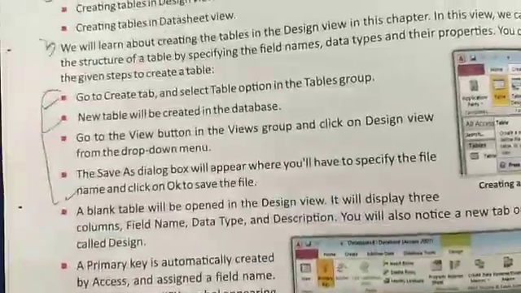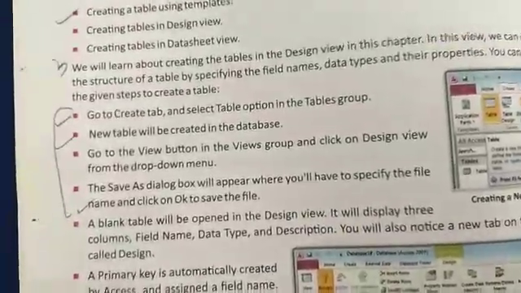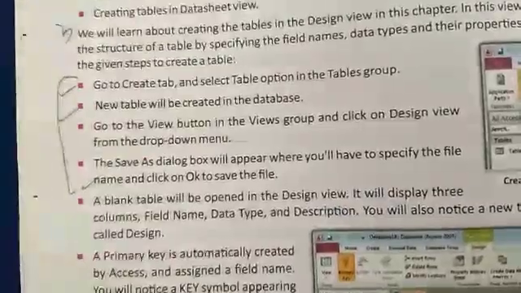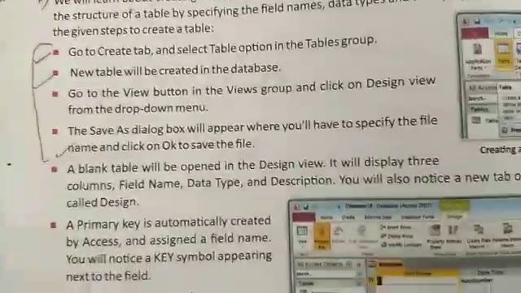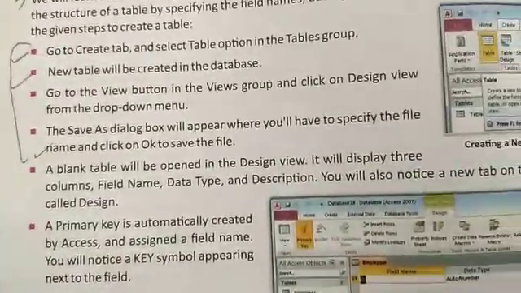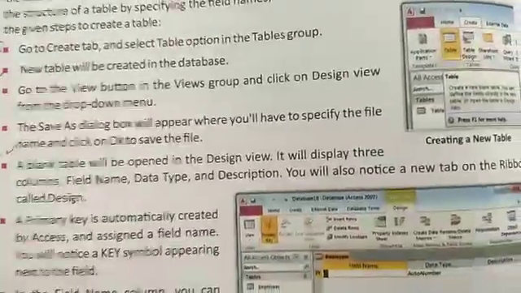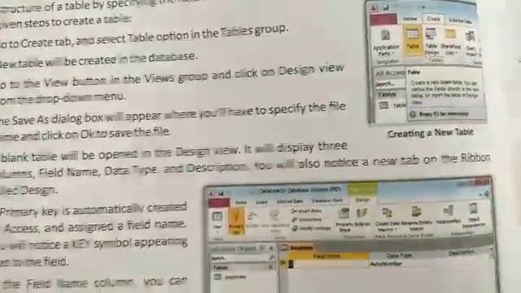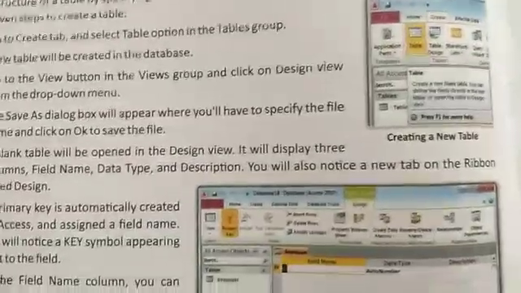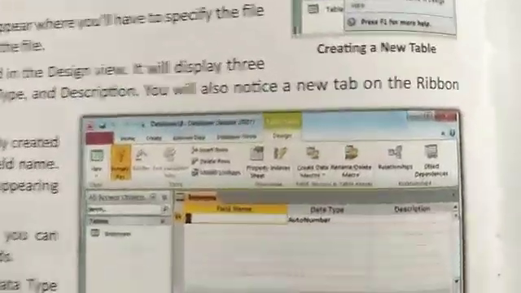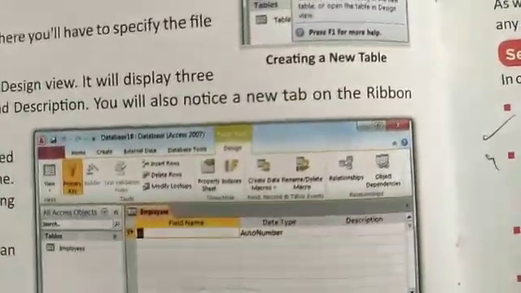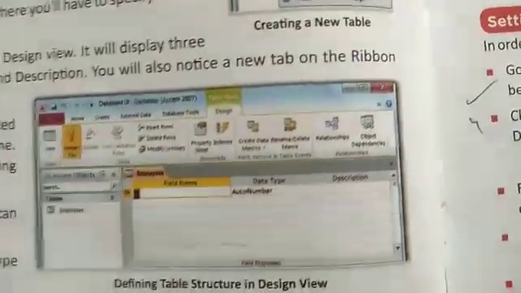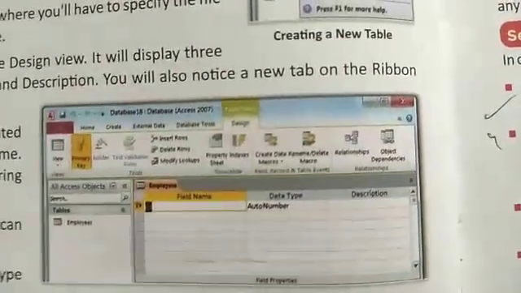The Save As dialog box will come and you have to just save the file by specifying the name, just like a normal MS Word file or MS Excel file. A blank table will be opened in the design view. It will display three columns: field name, data type and description. You can also notice a new Design tab on the ribbon. Now see, when you do this, a table with three columns, field name, data type and description, will be there.